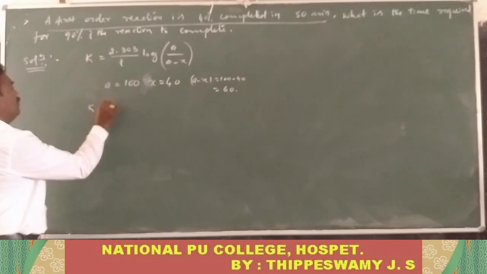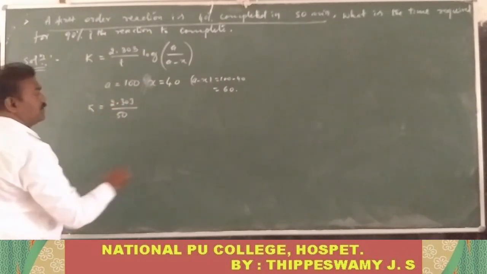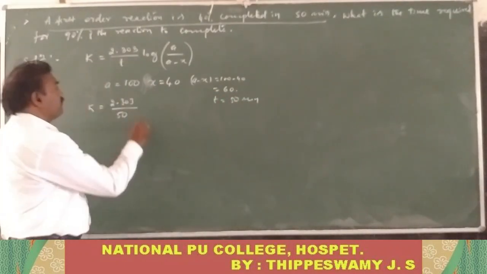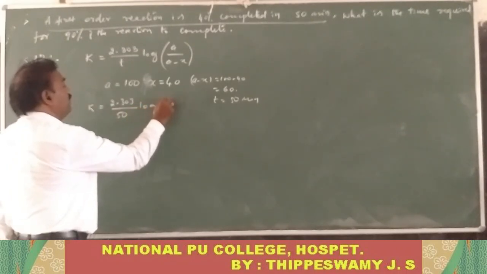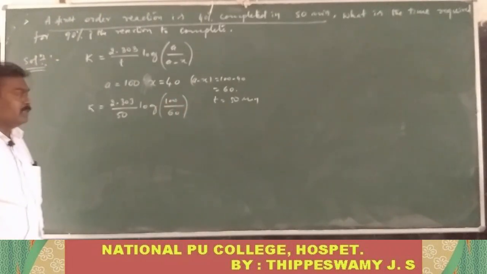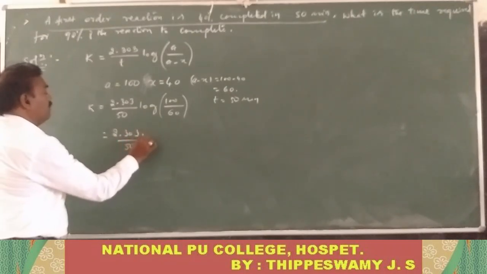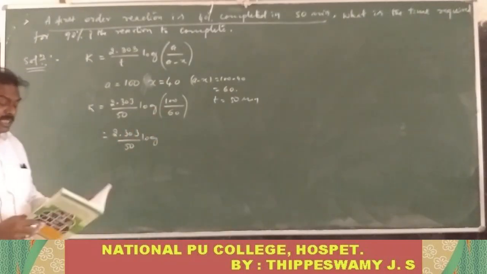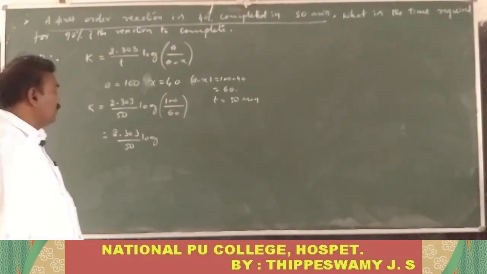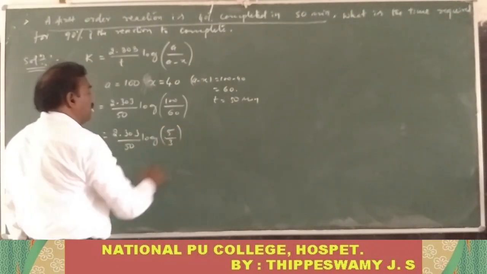So k is equal to 2.303 divided by time. What is the time given? t is equal to 50 minutes. So 2.303 by 50 into log of a divided by a minus x, that is 100 divided by 60. Like this I have to simplify. This is equal to 2.303 by 50 into log 100 by 60. What is the value of 100 by 60? That is 5 by 3.